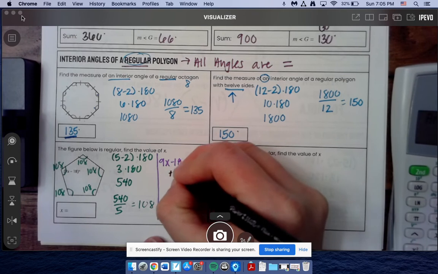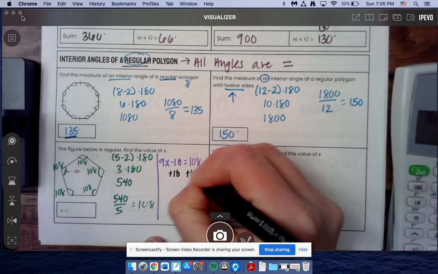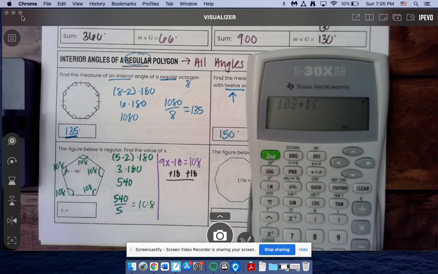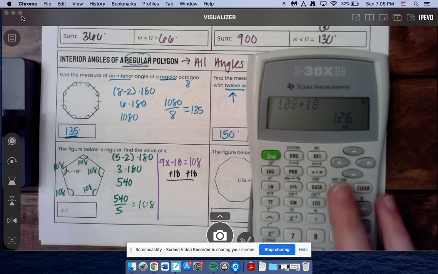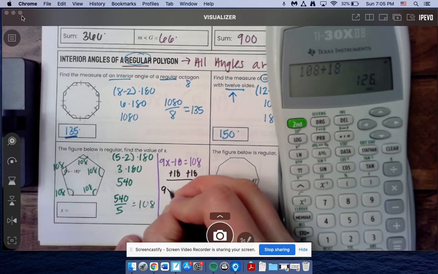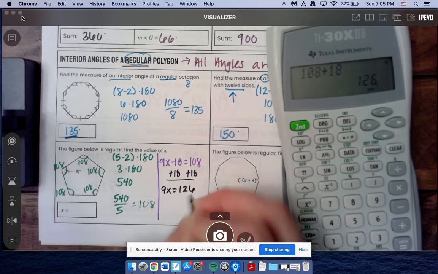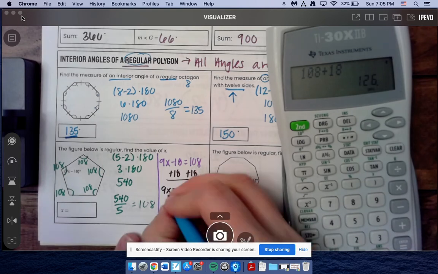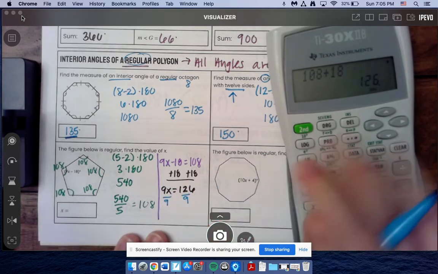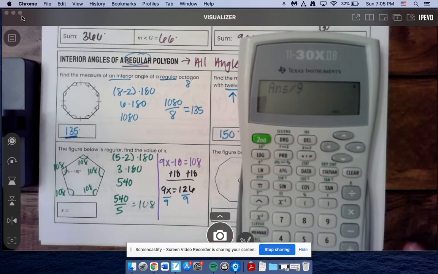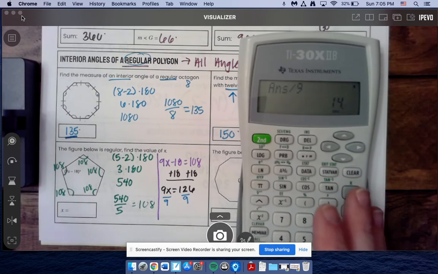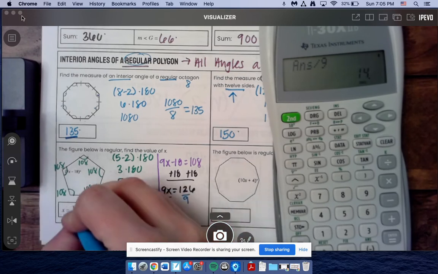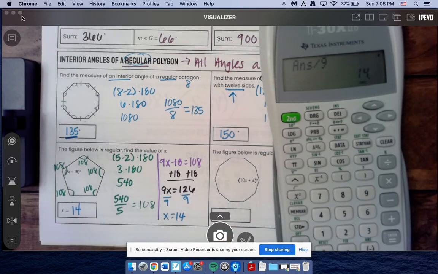Add over 18. 108 plus 18, you guys. 126. So 9x equals 126. And then your last step is to divide by 9. And we should be getting 14. Good work. Awesome. Nice job.